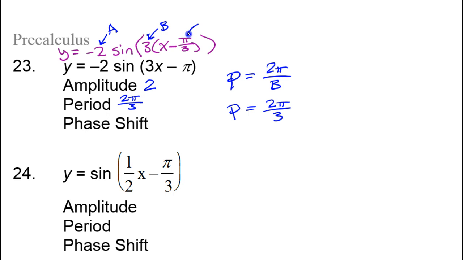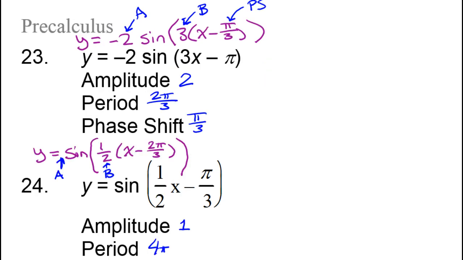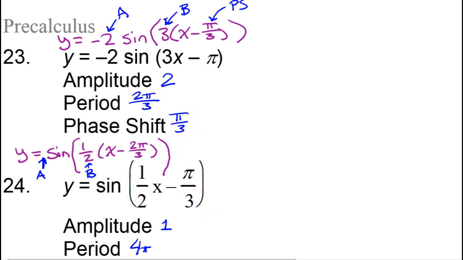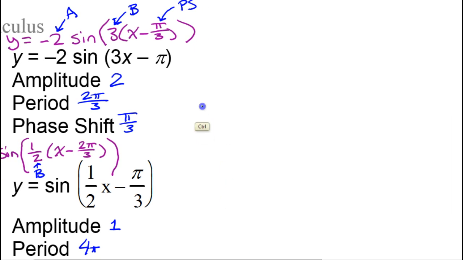Now, there's a phase shift right here. I'll just put PS for phase shift. There's a phase shift of pi over 3. The phase shift is always the opposite of what you have right here. So you see negative pi over 3, so the phase shift is actually going to be positive pi over 3. The phase shift is crucial to graphing the function because it tells you where to put the first mark on the x-axis. So I'm going to put my first mark at pi over 3 because that is the phase shift.